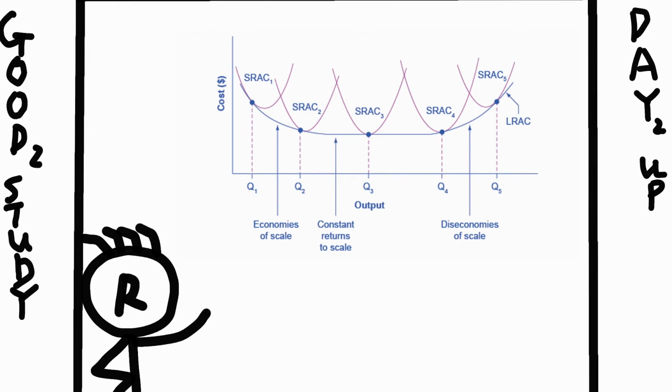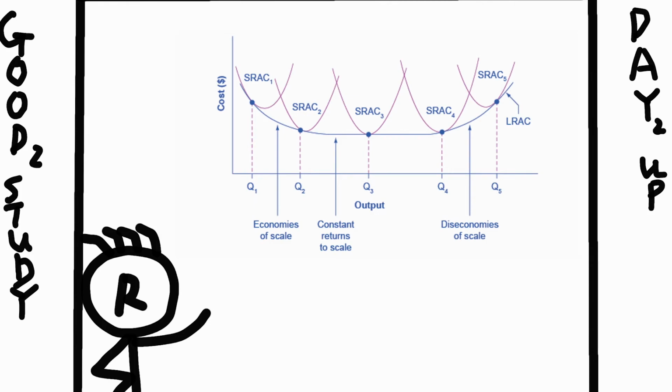For example, if your capital is equal to 1, you get the most left-hand side SRAC. If you increase your capital to 2, you get a new curve, SRAC2. If you increase your capital to 5, you get a new curve, SRAC5. But in the long run, both labor and capital are changeable. That's why you only get one long-run average cost curve.